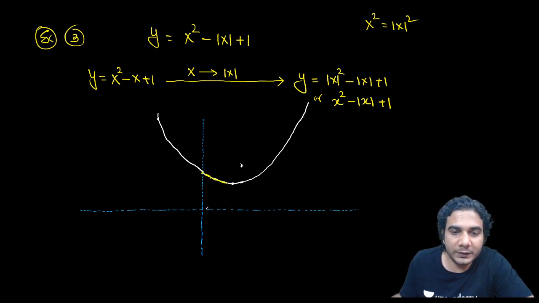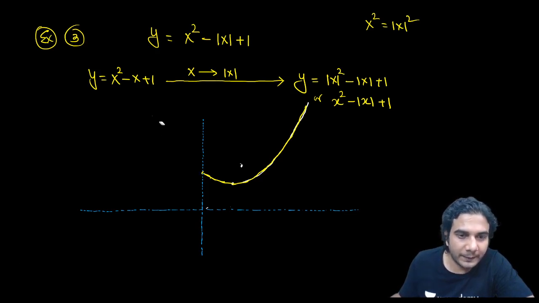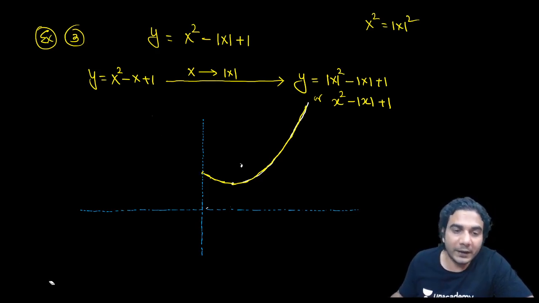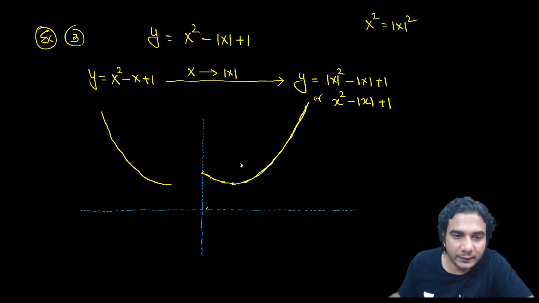Then which portion do you need to remove? Do you know which portion you need to remove? This part, which is in yellow color. So you need to remove this portion. I have removed that portion and taken the image of the remaining graph, okay? So if you take the image of the remaining graph, it will be like this, okay, like this only. So this point is 0 comma 1, okay?